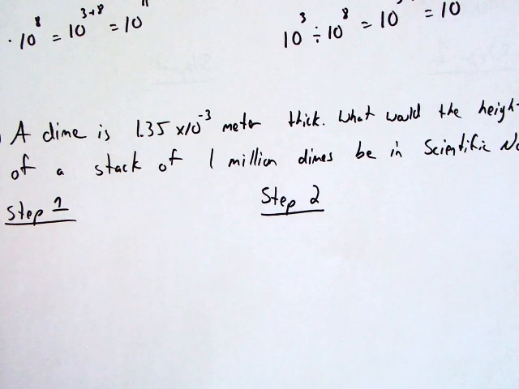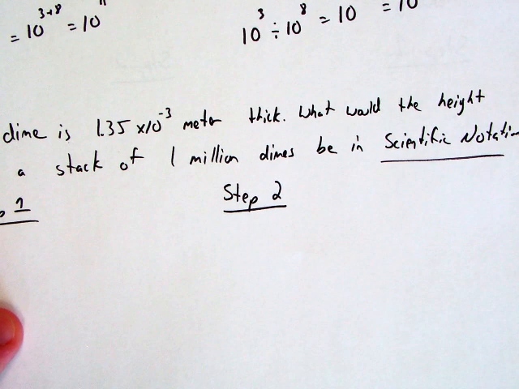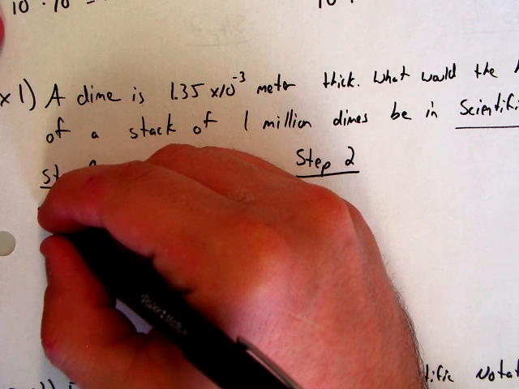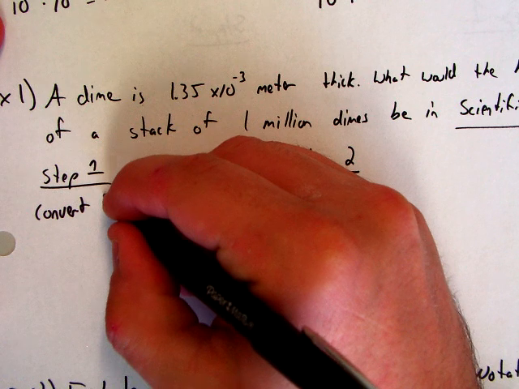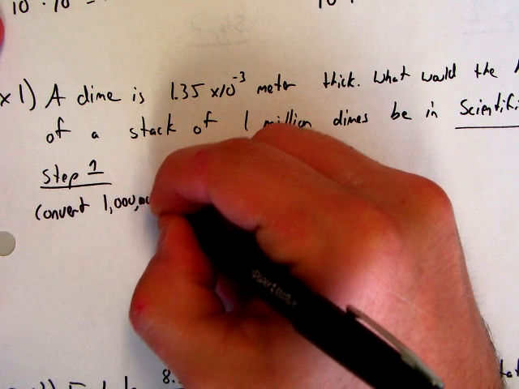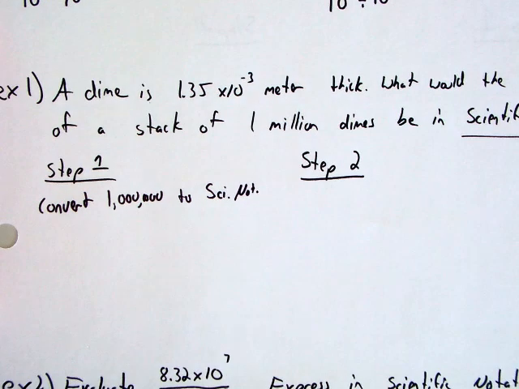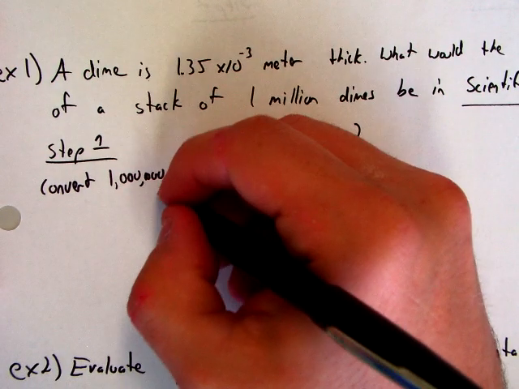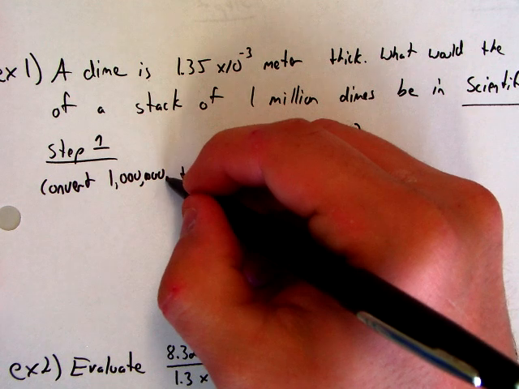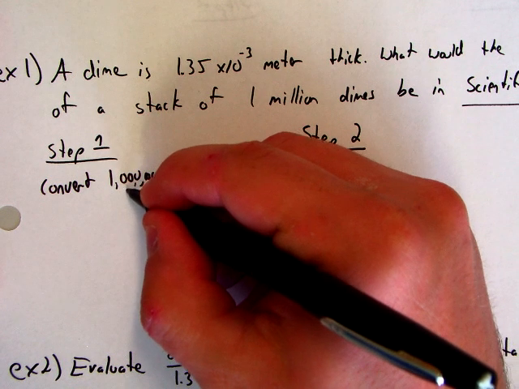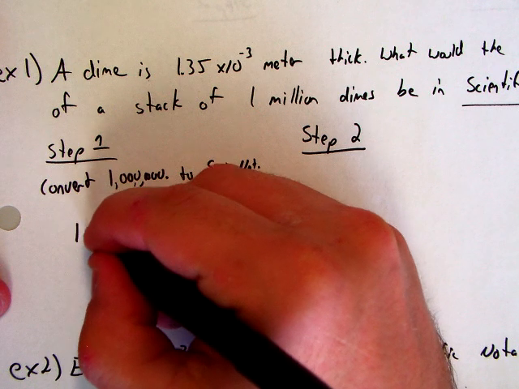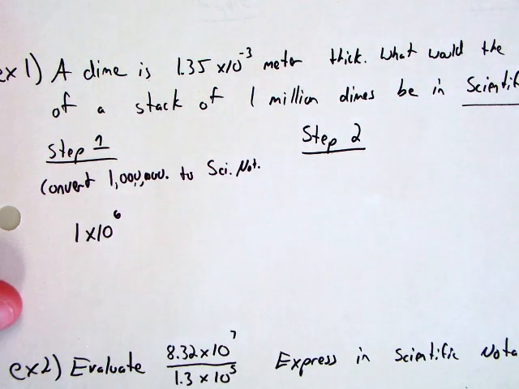So example 1, a dime is 1.35 times 10 to the negative third meters thick. What would be the height if I had a stack of 1 million dimes? Key thing here is scientific notation. So step 1. I want to convert 1 million to scientific notation. So my decimal point is at the very end. I'm going to move it 1, 2, 3, 4, 5, 6 places. So I'm at 1 times 10 to the 6th.